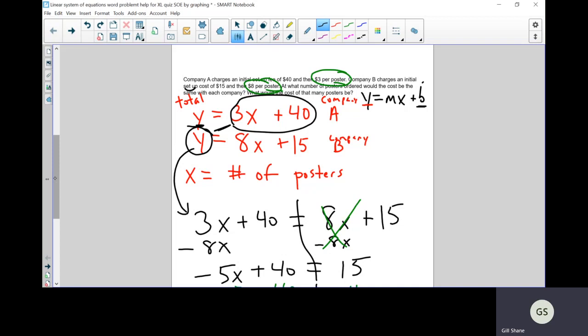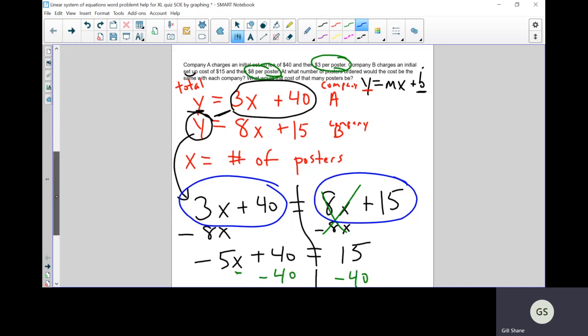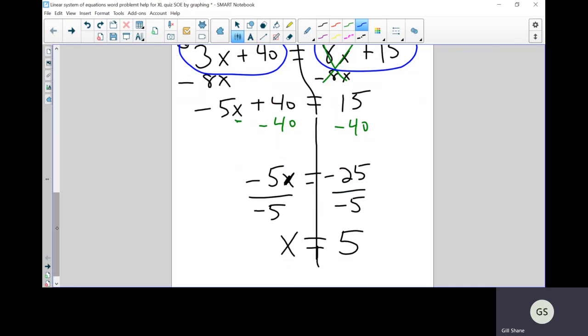which is basically what I set up when I said, we'll use blue. When I said this equation right here equals this equation, those equations represent the total cost of each company, and I want them to be equal. At what number of posters are they going to be equal? Well, I just solved it out, and it told me at 5 posters, they're going to be equal.